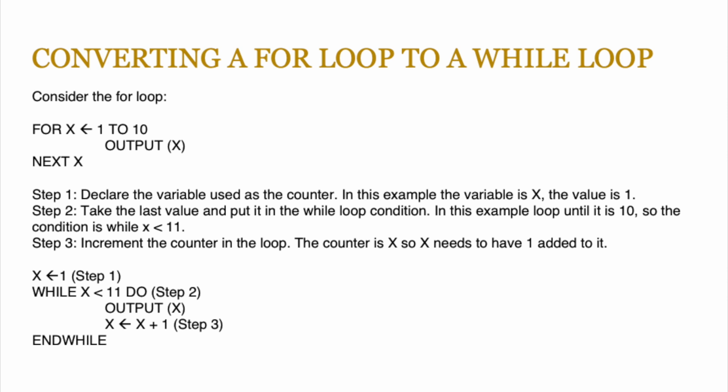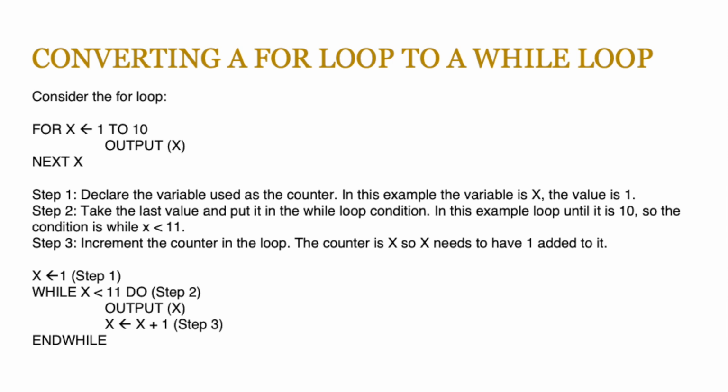However, since a while loop doesn't increment itself, we will need to say X is assigned the value X plus 1. So we manually ask the program to increment the step, and we finally write end while to end our loop. If we were to use a repeat until loop, we'd probably do something similar. We'll assign the value of X to 1. We'll keep repeating output X, and then we'll say X is assigned the value X plus 1 until X equals 10. So all the loops can be converted to each other.